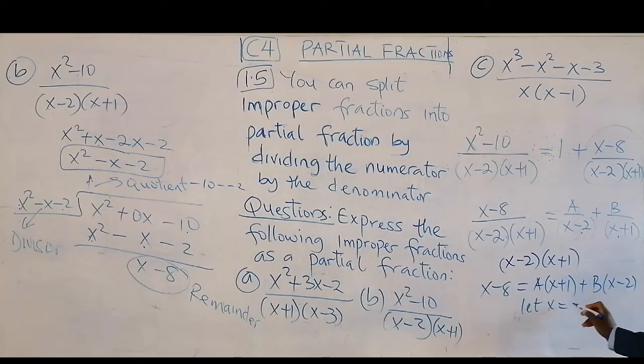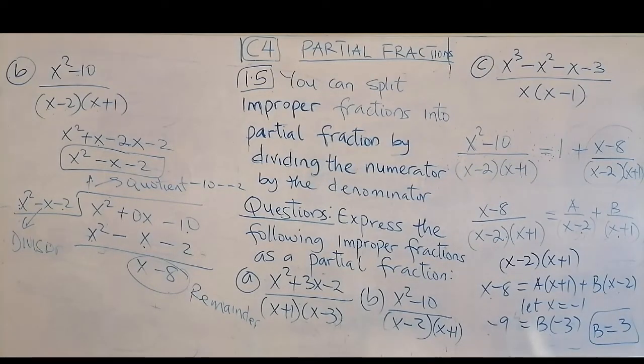So in that case, let x be equal to minus 1. On the left, I'm having minus 9. And here we have B into bracket minus 1 minus 2, that's minus 3. So B is what? B is 3.